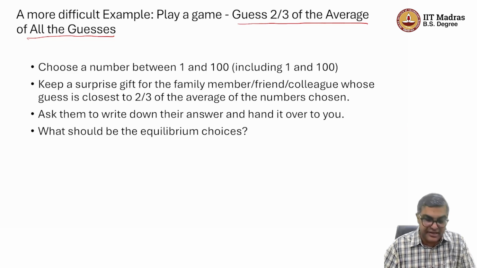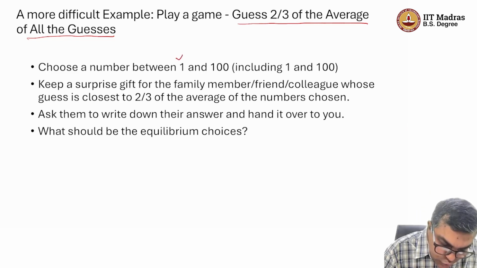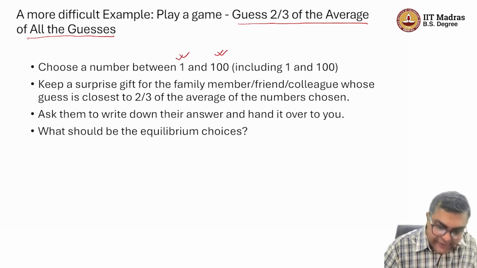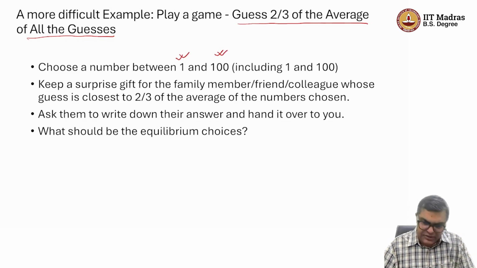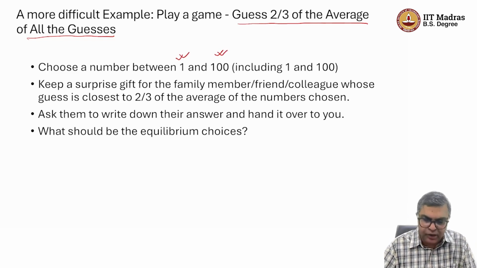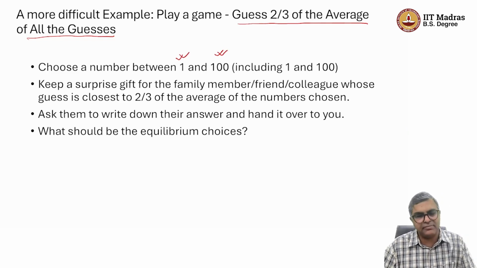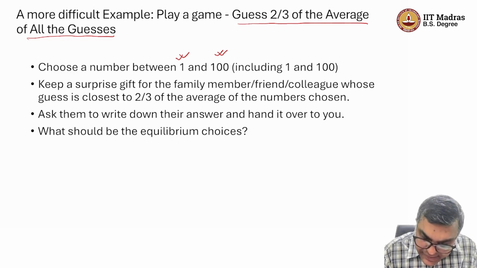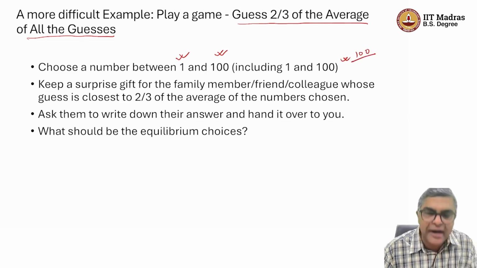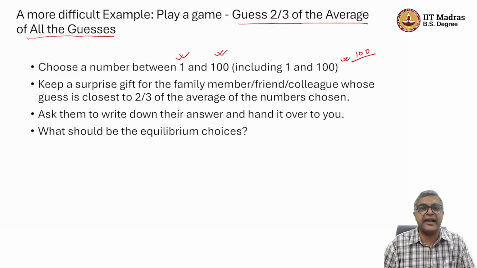So the rules are very simple. You tell them to choose a number between 1 and 100. They can in fact choose 1 as well as 100 or any whole number in the middle, to keep the story simple. Even a fractional number is no problem, but let us keep it simple: 1 to 100 they can pick. So how many choices do they have? They have exactly 100 choices. They have 100 different actions they can take.